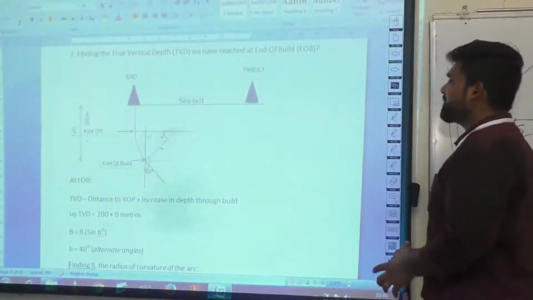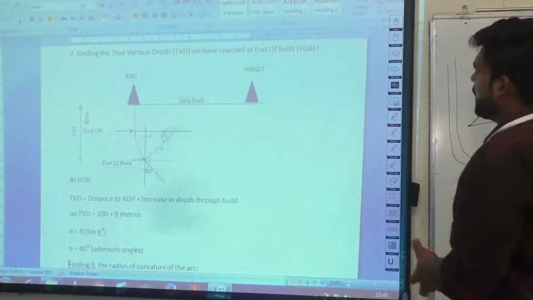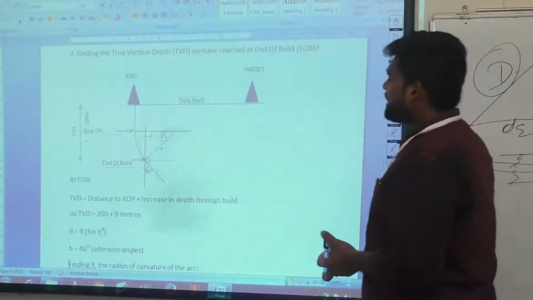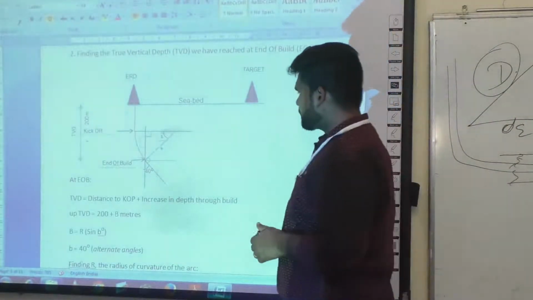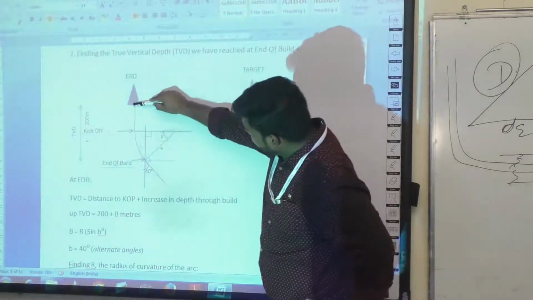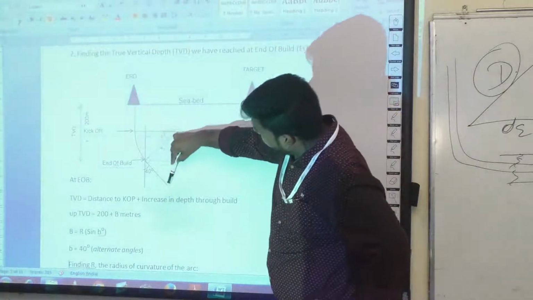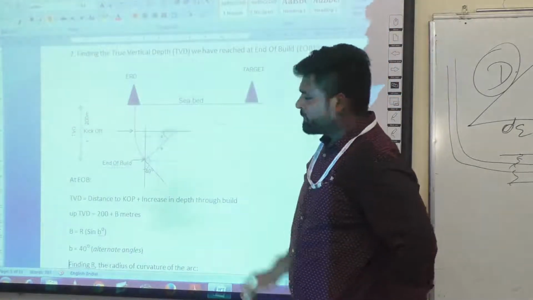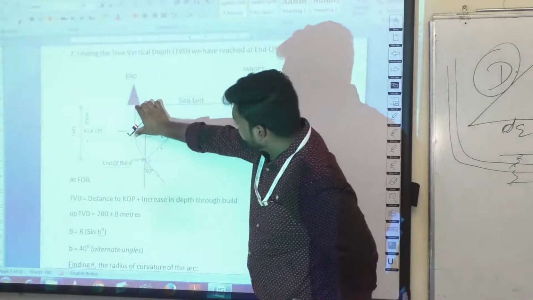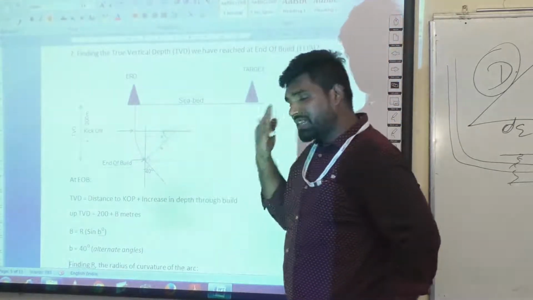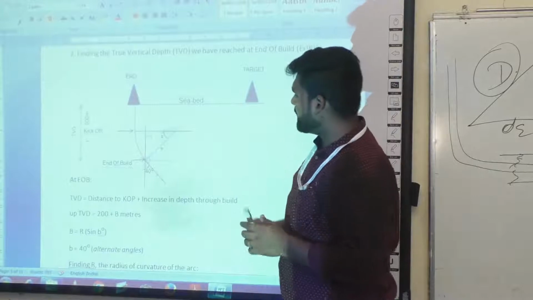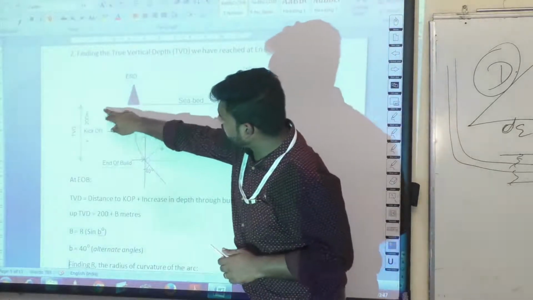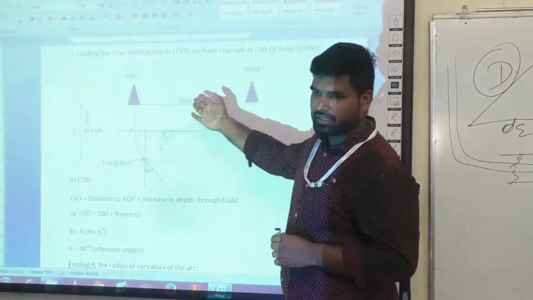And the second step is finding the true vertical depth when we have reached the end of build. So I'm just drawing your ERD well or your relief well. Okay. So this is your vertical section. The vertical section they have given as 200 meter. So from here to here it is 200 meter. That is given in the data.